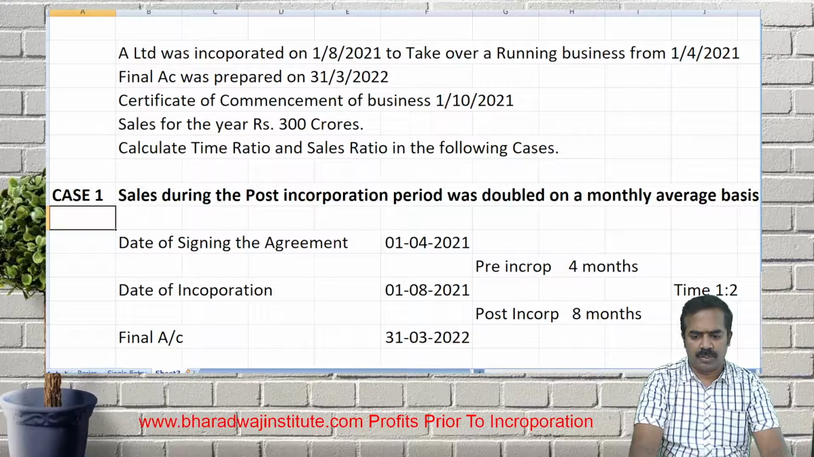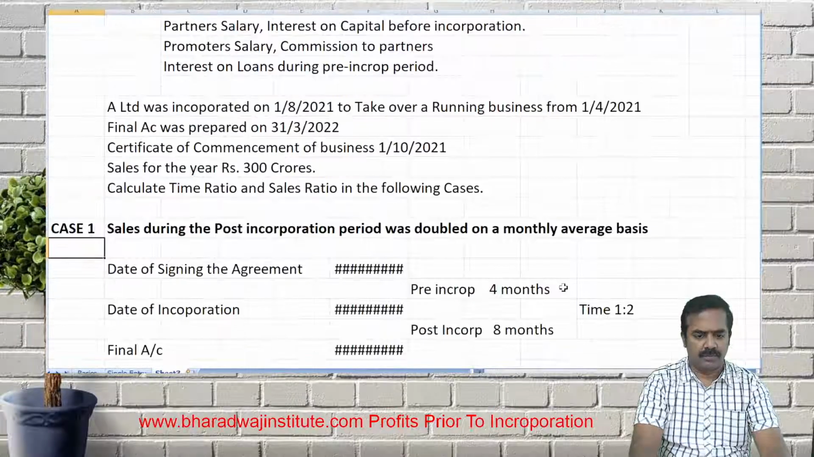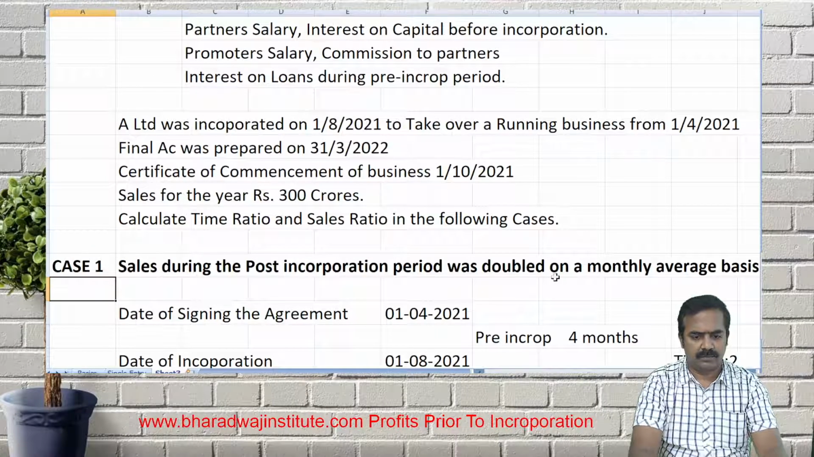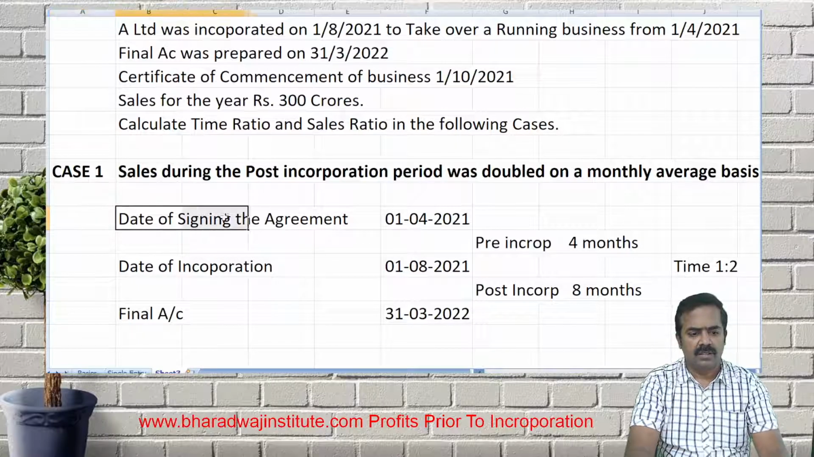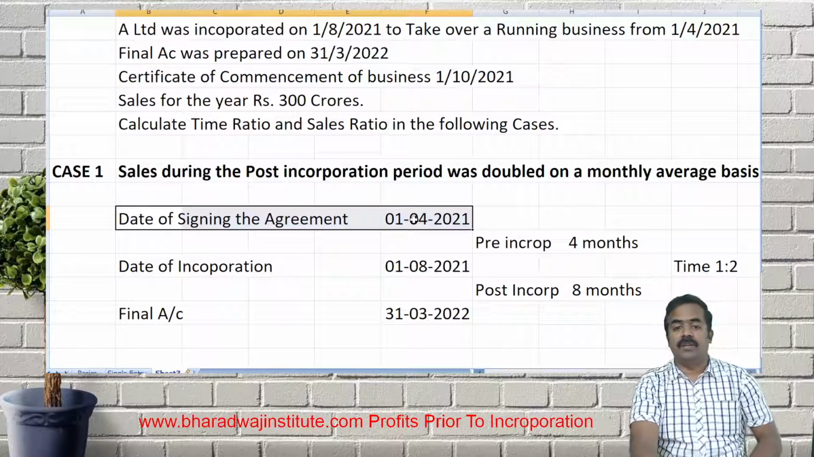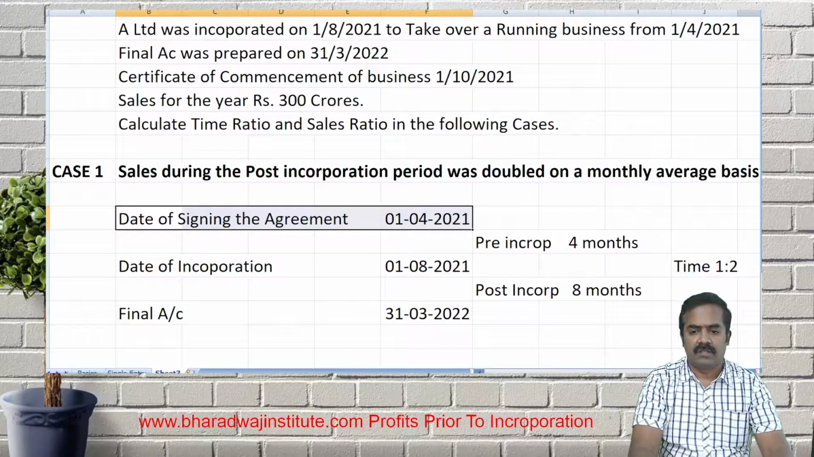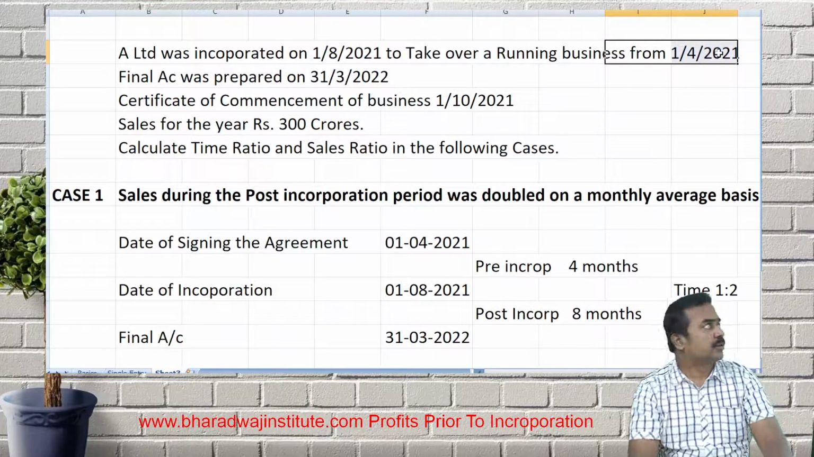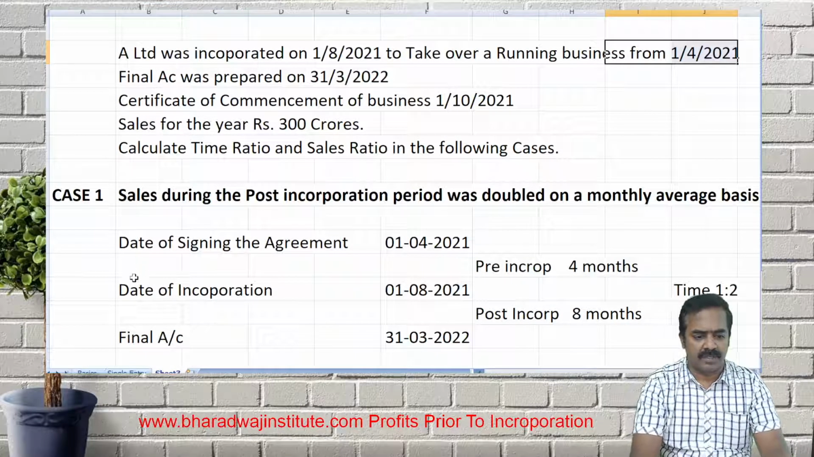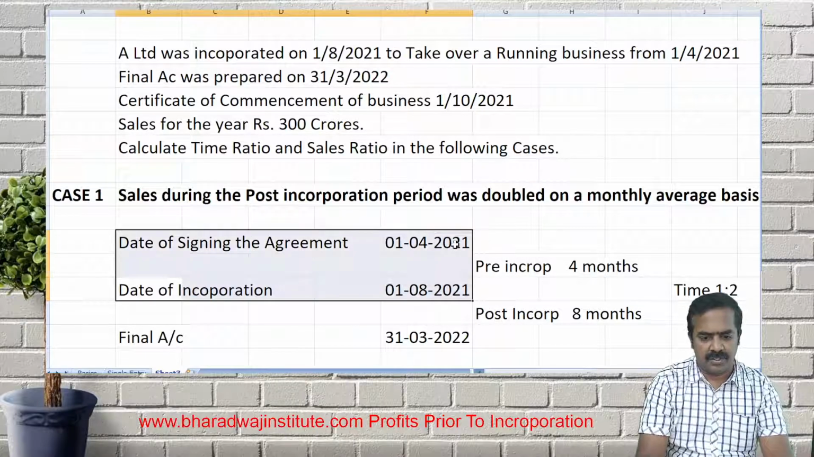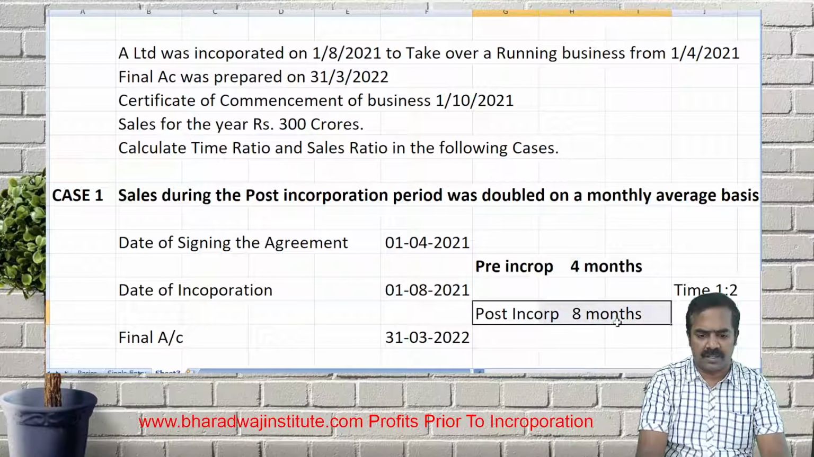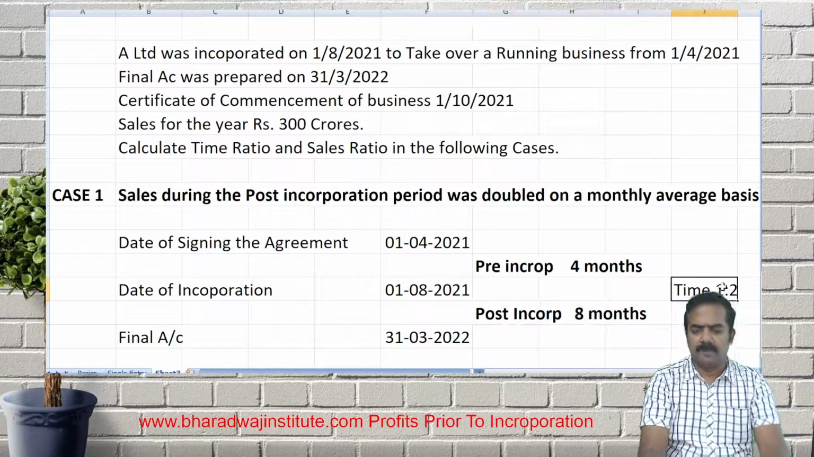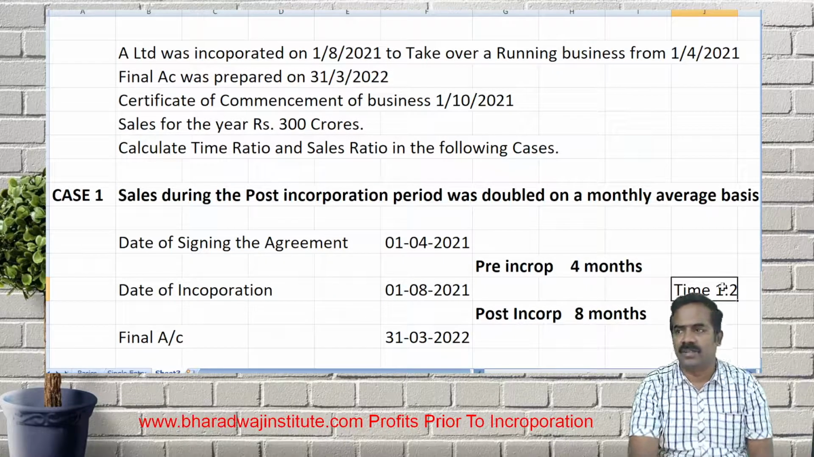Time ratio is what? 1:2. Any doubt in it? The promoter signed the agreement with effect from 1/4/2021 to take over the running business. So the date of incorporation, what is the profit? Pre-incorporation, first 4 months. Post-incorporation, next 8 months. What is the time ratio? 1:2. Is there any doubt?